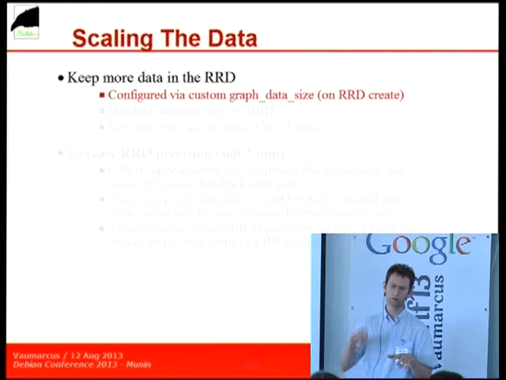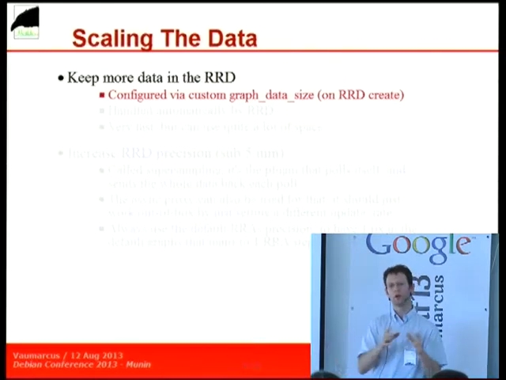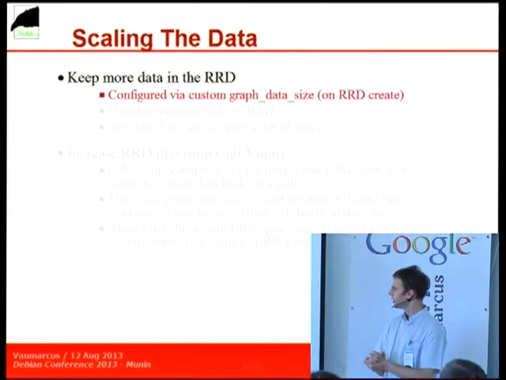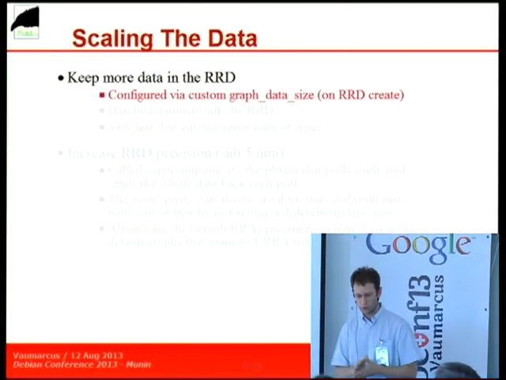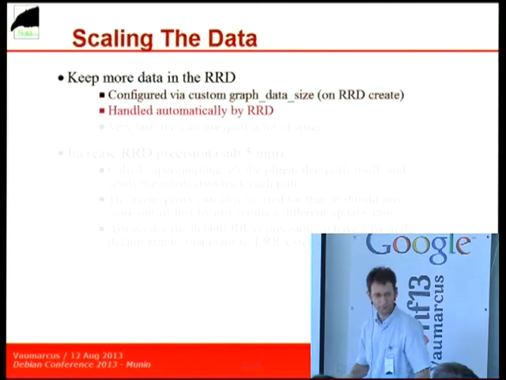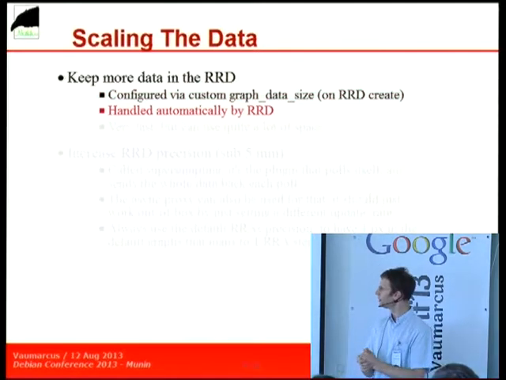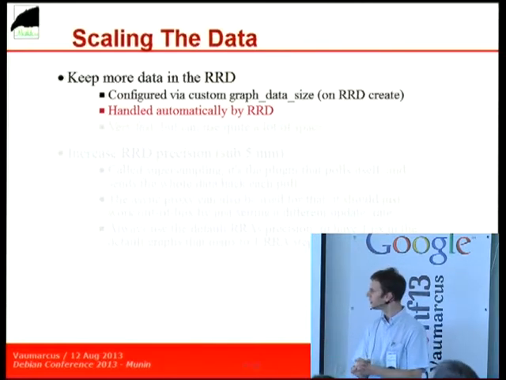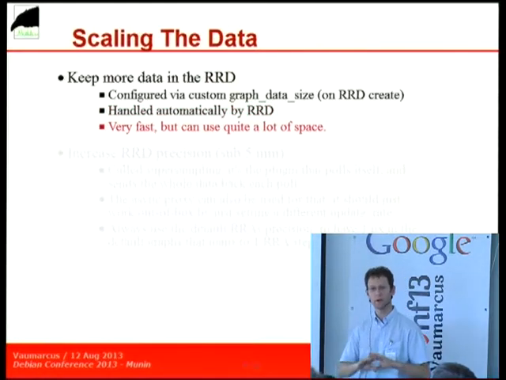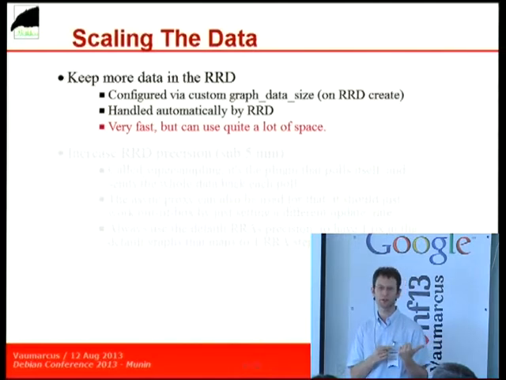I wrote a tool called RD copy to move data from a small RD to a bigger RD. But that's not part of core Munin. And when you create it, everything is handled automatically by RD. It's very fast, and RD, as I said, is very, very efficient.